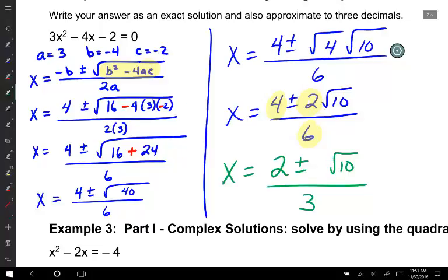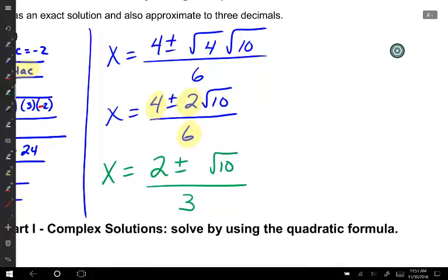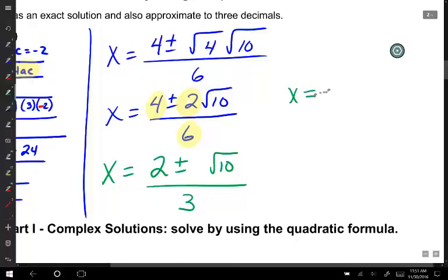Now, before we finish though, it says also approximate to 3 decimals. So you have your calculators. So if you would pull your calculators out, let's try to figure what this is. The square root of 10 is about 3.16. We add that to 2, and we divide by 3. Please check me on this, but I get x equals approximately 1.721. Can you check me on that?